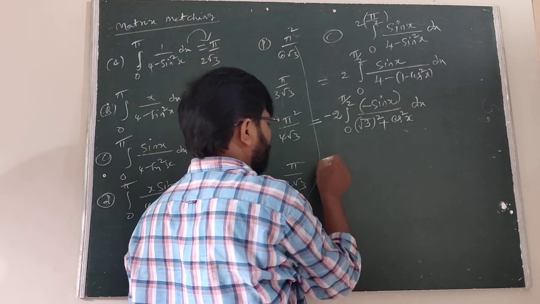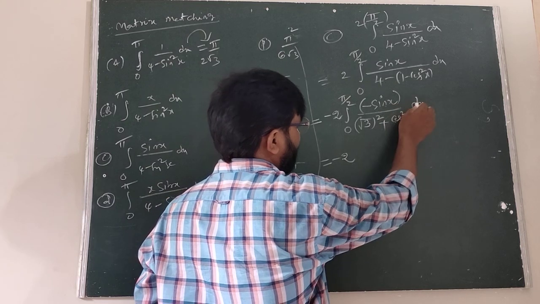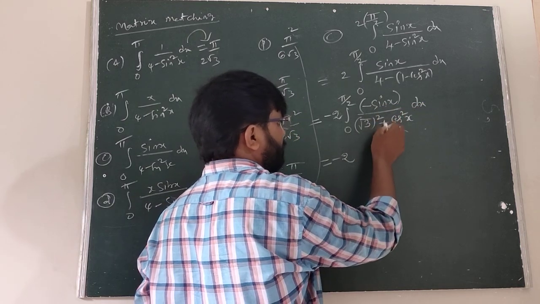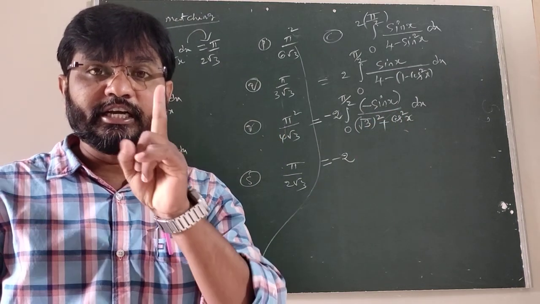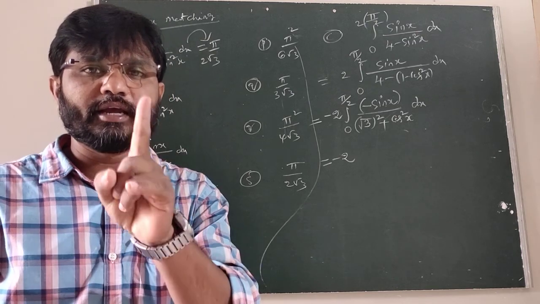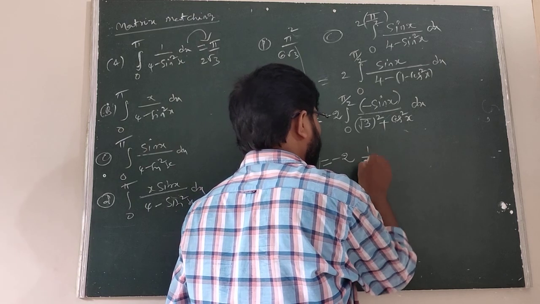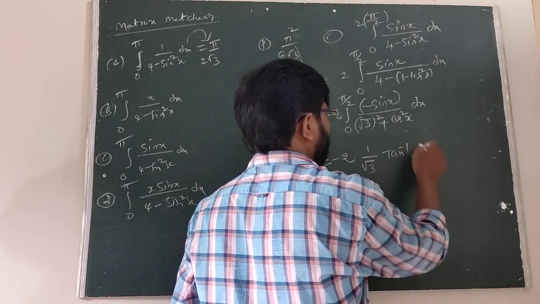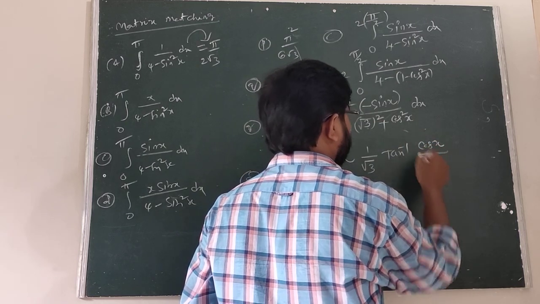Therefore this is minus 2 into dt by root 3 whole square plus t square. The integral of 1 by a square plus x square is 1 by a tan inverse of x by a. Therefore 1 by a is 1 by root 3, tan inverse of x by a, where x is cos x and a is root 3.